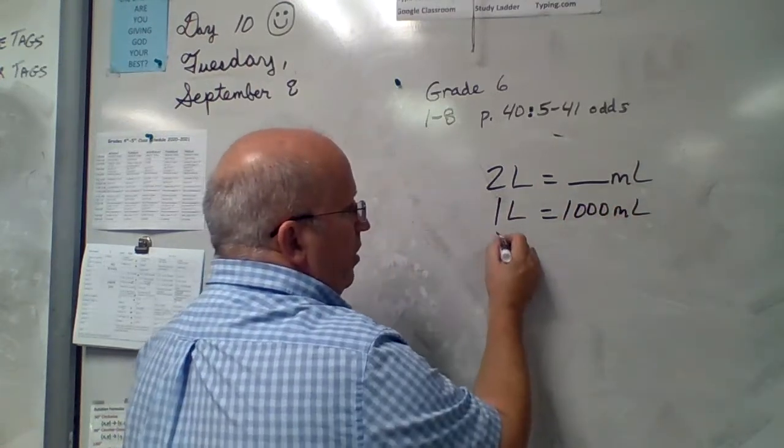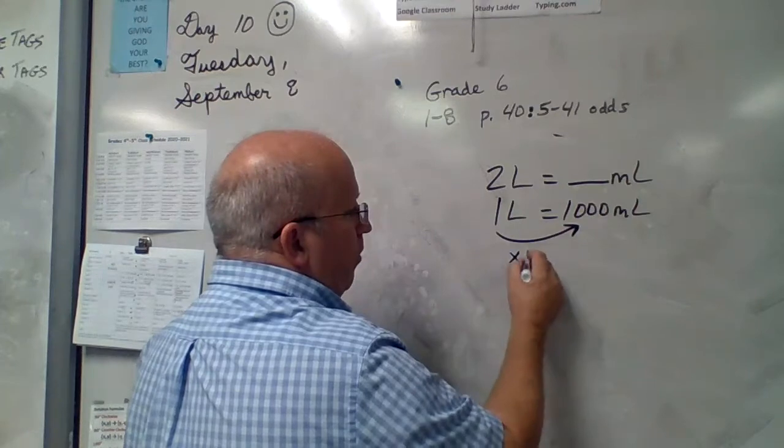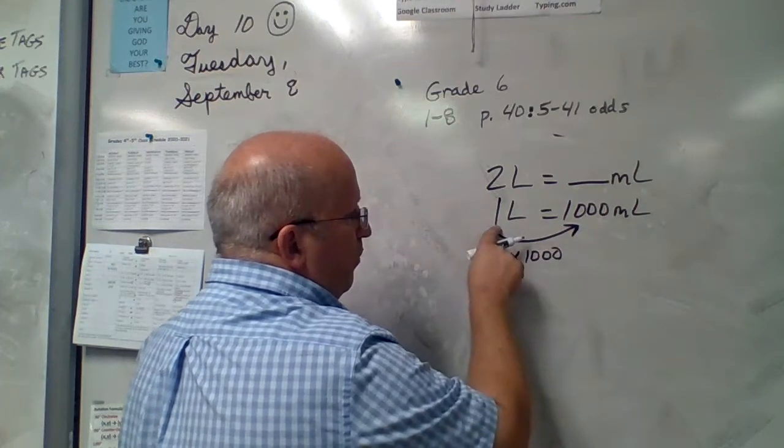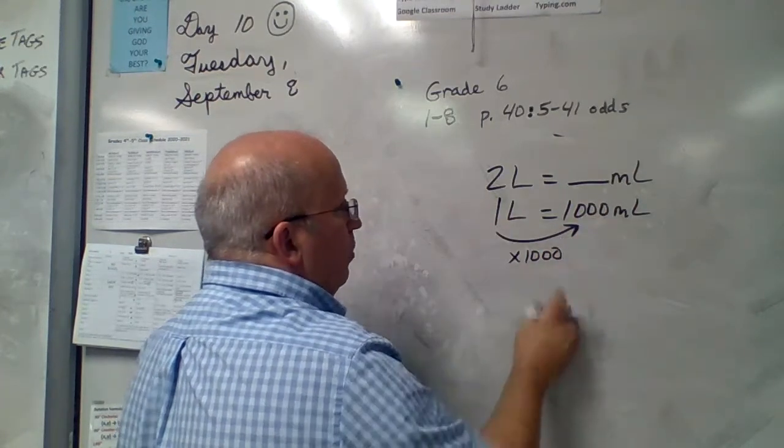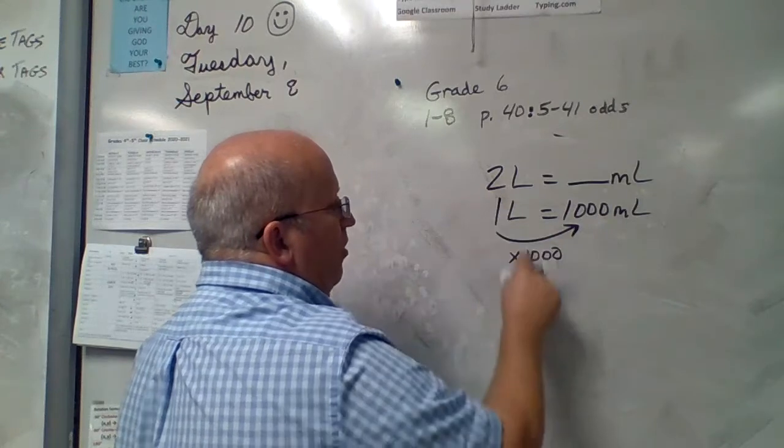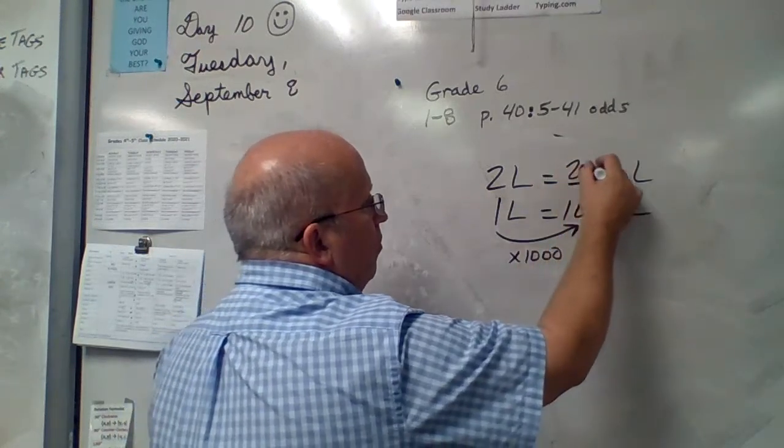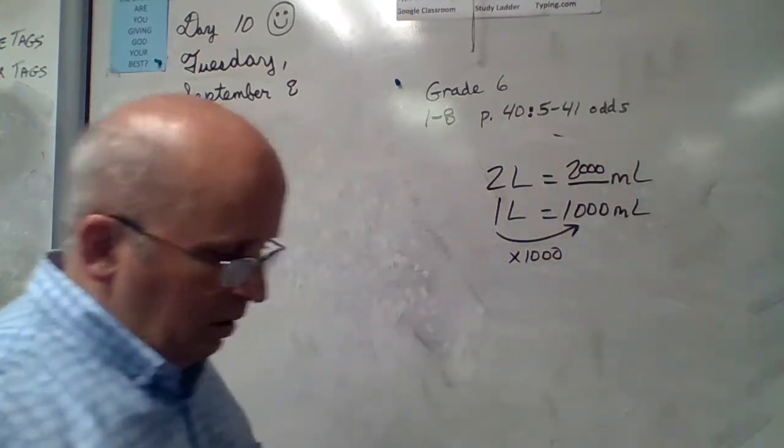This one's pretty easy. What we're doing here is multiplying by 1,000 to get from here over to here. So we're going to do the same thing here. Take this times 1,000, and we get an answer of 2,000 milliliters.